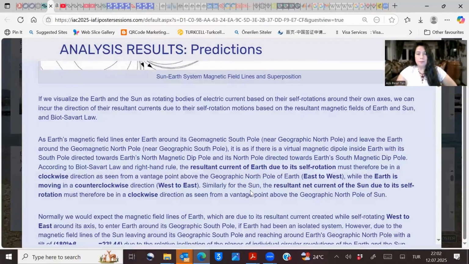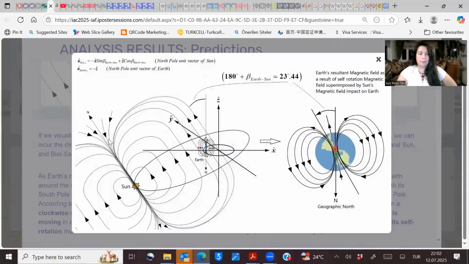Similarly for the Sun, the resultant net current of the Sun due to its self-rotation must therefore be in a clockwise direction as seen from a vantage point above the geographic North Pole of the Sun. So its magnetic field lines are like this. As a result, this is the Earth, actually. Its geographic North Pole is looking down, and magnetic field lines move like this.